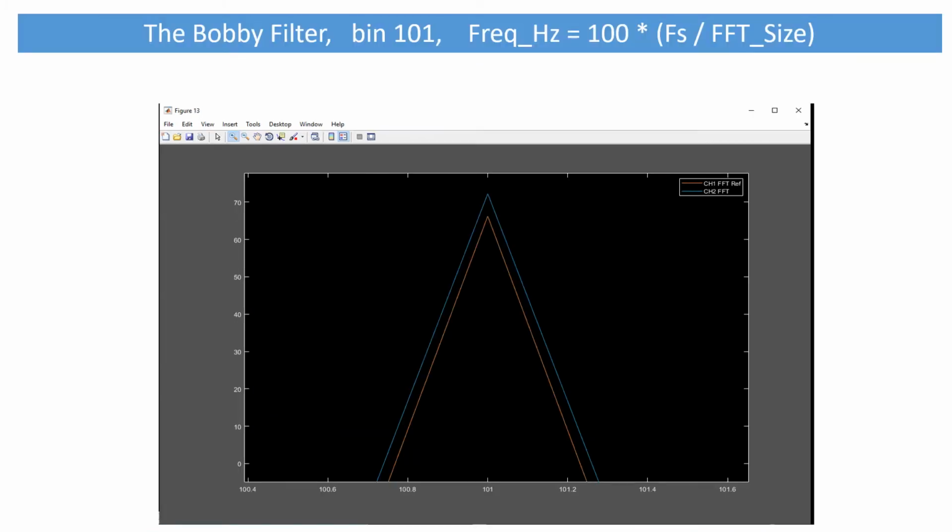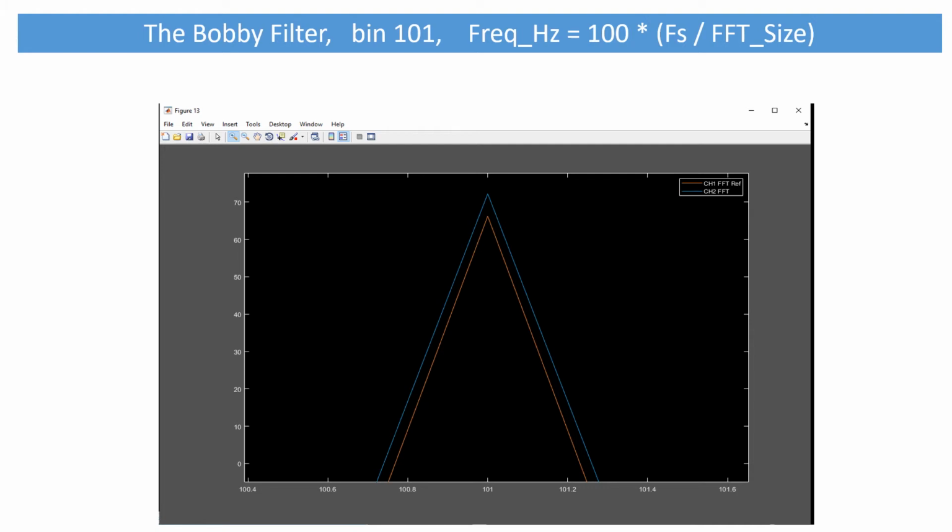And to get the best accuracy for the FFT, we want the signal to be exactly in an FFT bin. And I call that the Bobby filter. And the math or frequency for that is, if we want the signal to be in bin 100, it's 100 times the sample rate divided by the FFT size. Now it's in bin 101 because MATLAB is 1 based, so that's why it's in bin 101. If it was 0 based, it would be in bin 100.